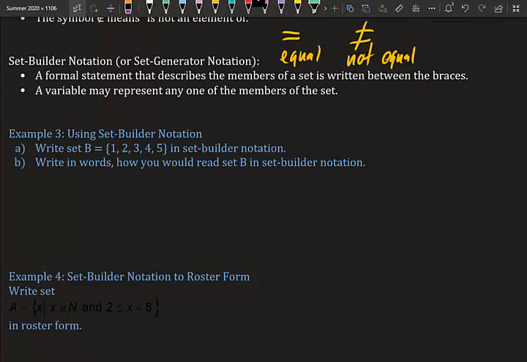Alright, set builder notation, or set generator notation. A formal statement that describes the membership of a set is written between the braces. A variable may represent any one of the members of the set. Alrighty, so let's use set builder notation. Write set B, 1, 2, 3, 4, 5, in set builder notation.